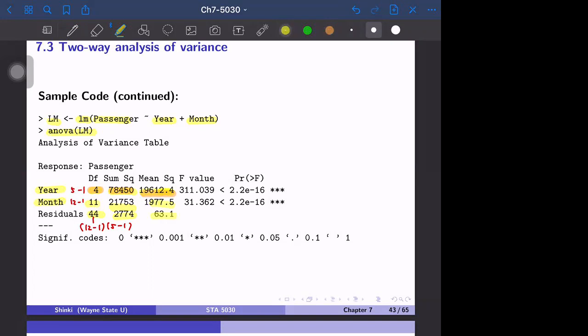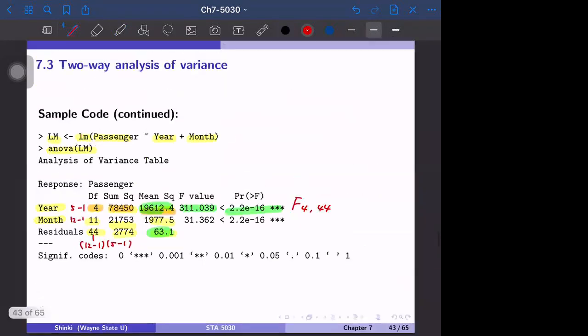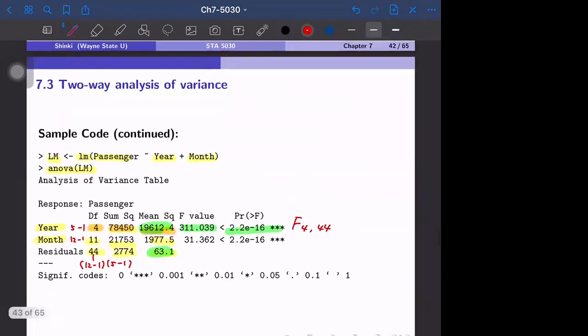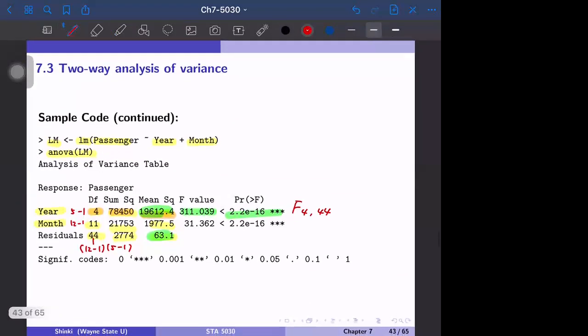And the F statistic is the ratio between this and this. Then the p-value is obtained by using the F distribution. The degrees of freedom for the F distribution are 4 for the numerator, and the denominator degrees of freedom is 44. So F with 4 and 44. Using this F distribution, we can get the p-value. In this case, year and month are both very significant factors. So this is the example for the simplest two-way analysis of variance.